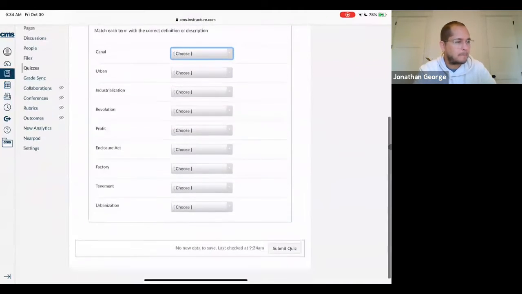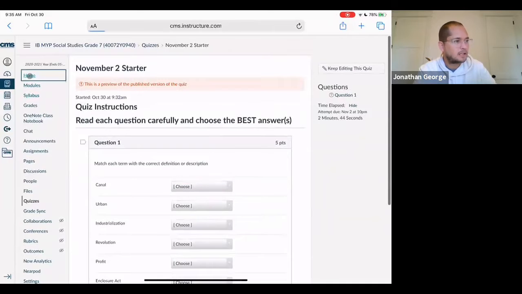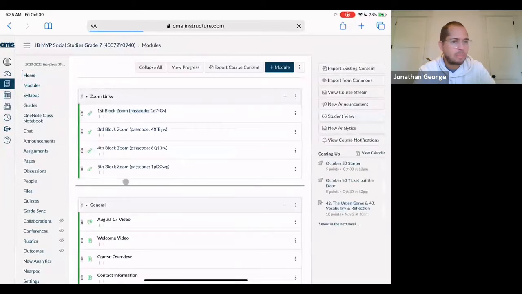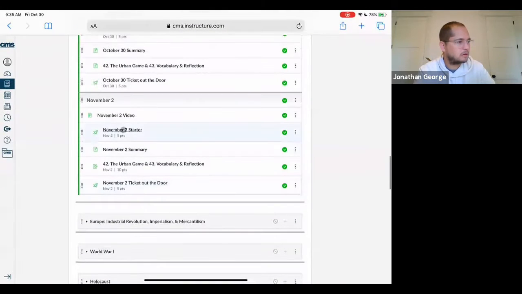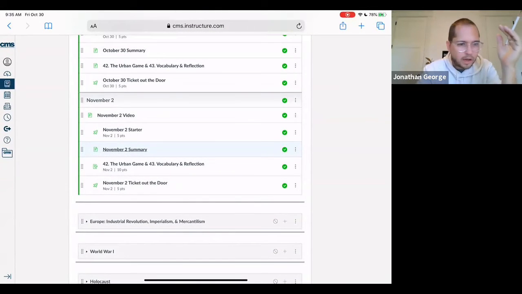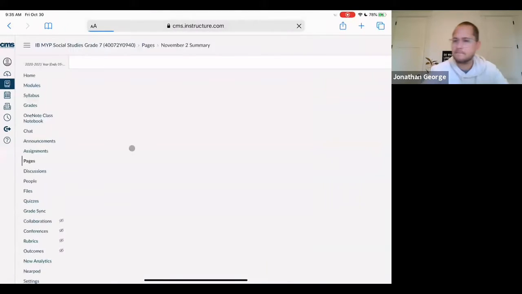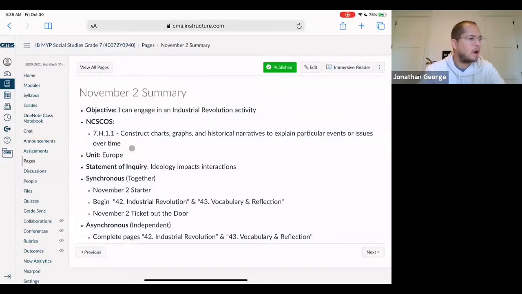All right, let's move on, please. Let's go to the summary page. So here we go, the summary page. We're going to continue to engage in the urban game and industrial revolution activity. Construct charts, graphs, historical narratives to explain particular events or issues over time is our North Carolina Standard Course of Study. Units Europe, ideology impacts interactions.